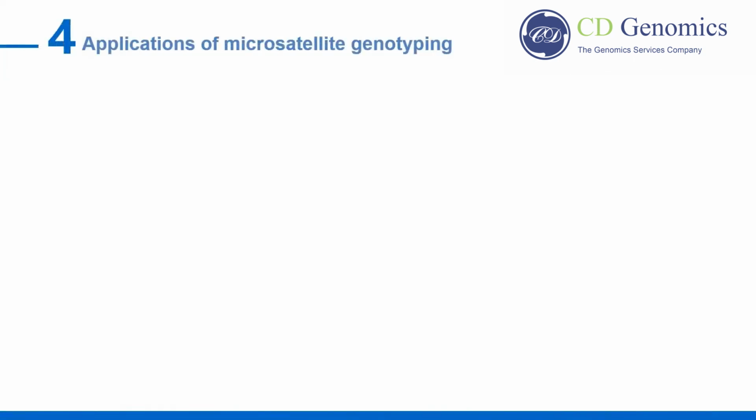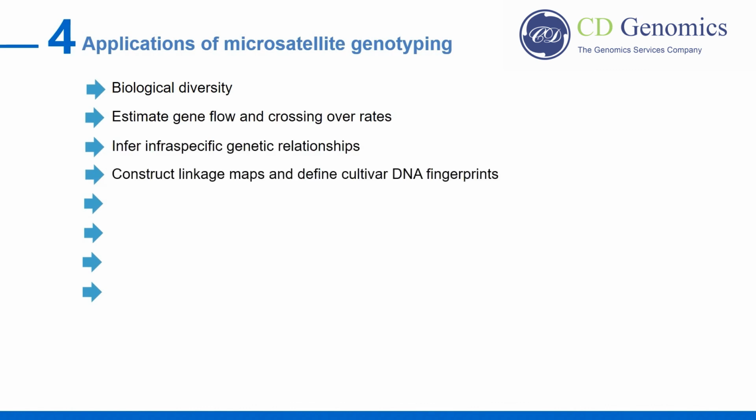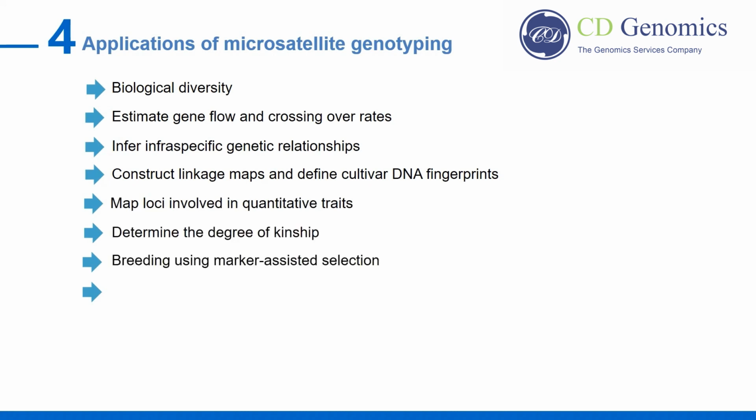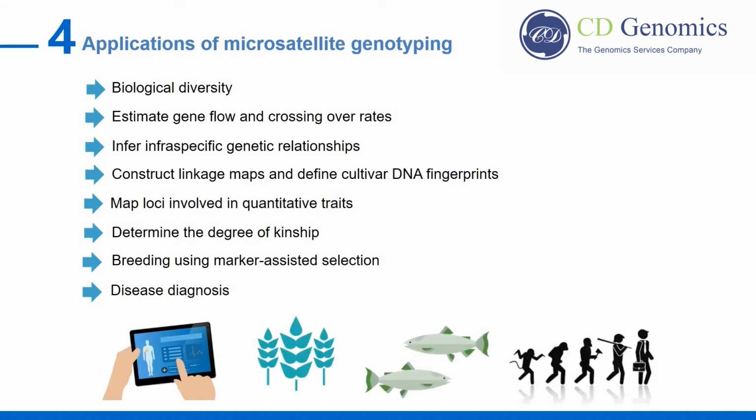Microsatellite markers are very useful in the studies of biological diversity measured on the basis of genetic distance, to estimate gene flow and crossing over rates, to infer intraspecific genetic relationships, to construct linkage maps and to find cultivar DNA fingerprints, to map loci involved in quantitative traits, to determine the degree of kinship, in breeding using marker-assisted selection, and in disease diagnosis. That is, these markers are very useful in human health monitoring, agricultural production, conservation biology, and evolutionary biology.